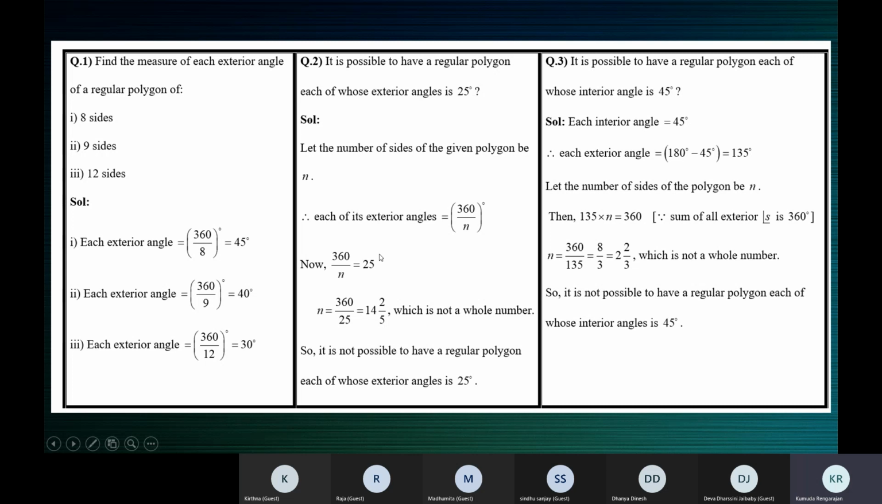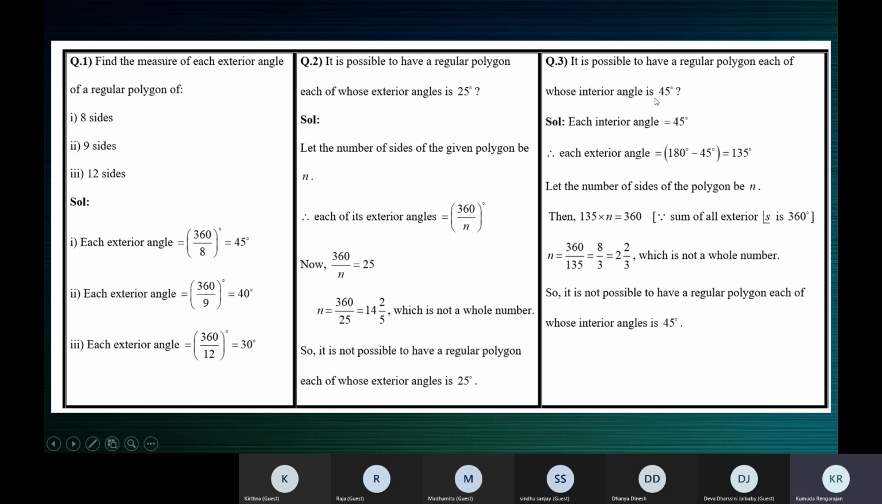So we'll work this cross multiply. You'll get 25n is equal to 360. So n will be equal to 360 by 25. You get a mixed fraction like this. Since it's not a whole number, it is not possible to have a regular polygon whose each exterior angle is 25 degrees.